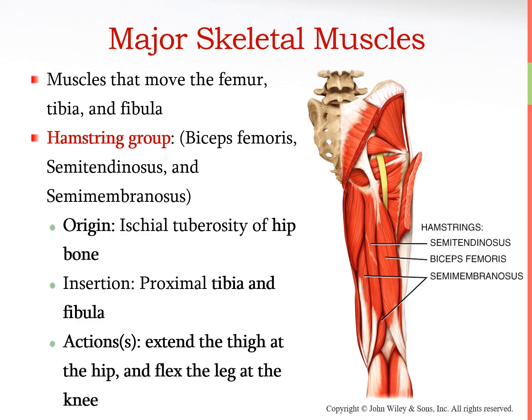And the insertion is below the knee in the proximal tibia and fibula bones. And because this group has its origins and insertions on the posterior surface of the femoral region, it's going to oppose the actions of the quadriceps femoris group. So at the hip, the hamstrings cause extension, and at the knee, they're going to pull the tibia and fibula up towards the hip, but posteriorly, and that is now knee flexion. Knee flexion.